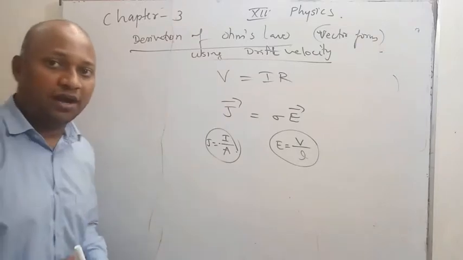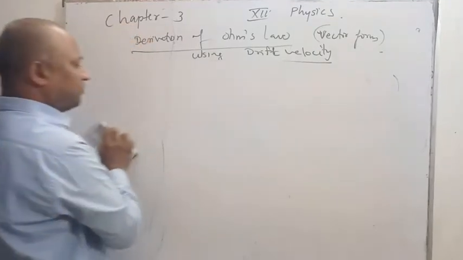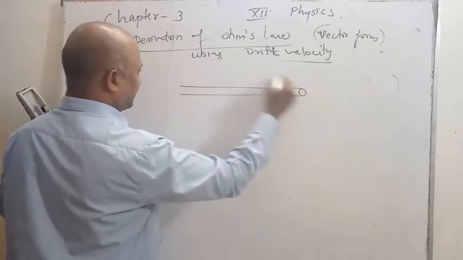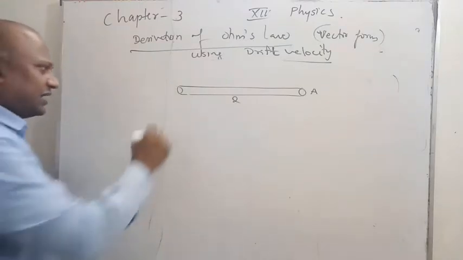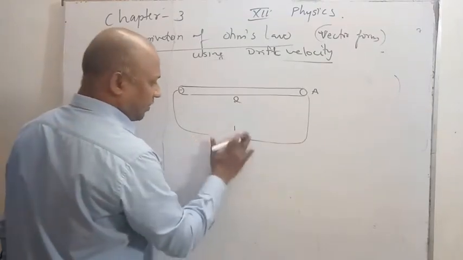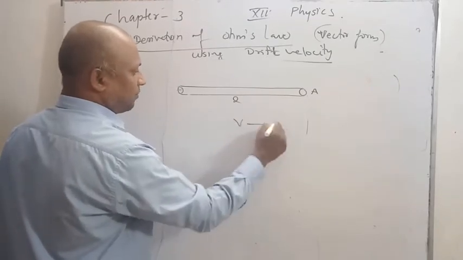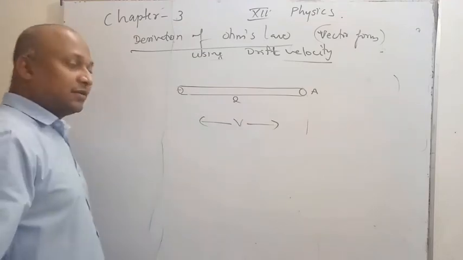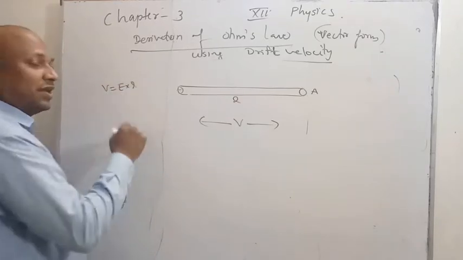What do you mean by drift velocity of electrons? So let me explain you. Let me give you an example here. Suppose we take a conductor of area cross section A and length L connected to a cell. A potential difference V is applied across this. So when a potential difference V is applied, we already know V is equal to E into L, so E is equal to V upon L.